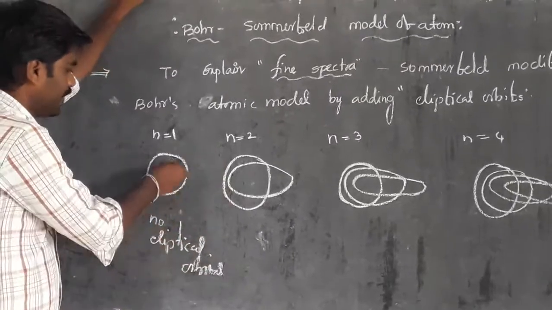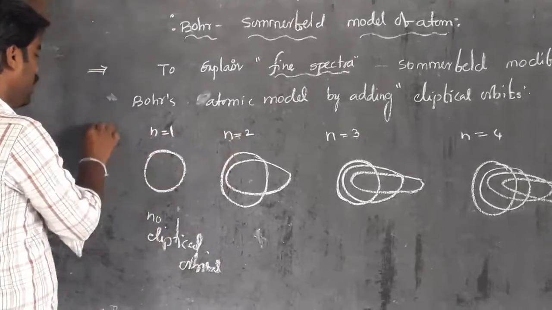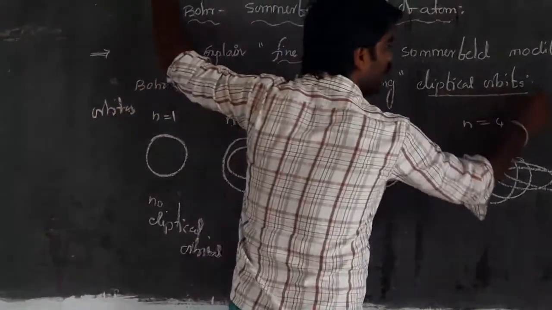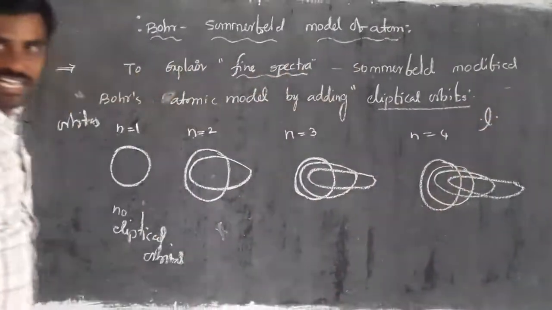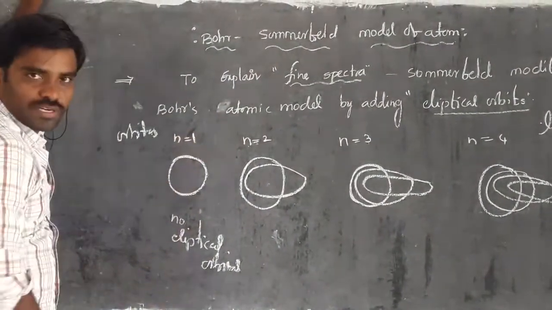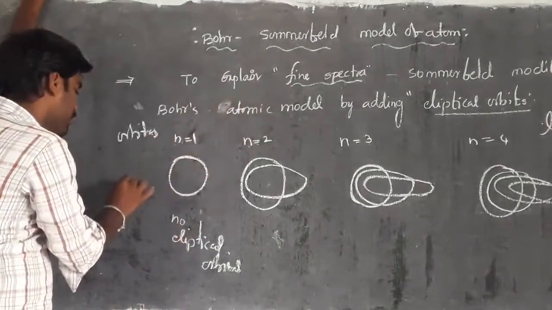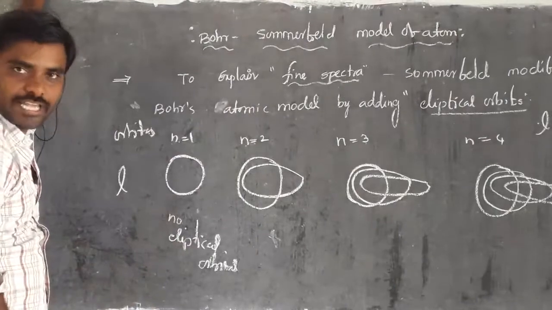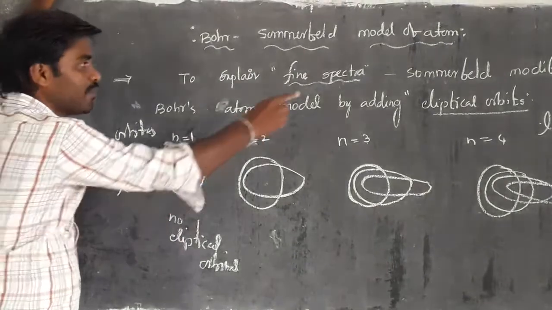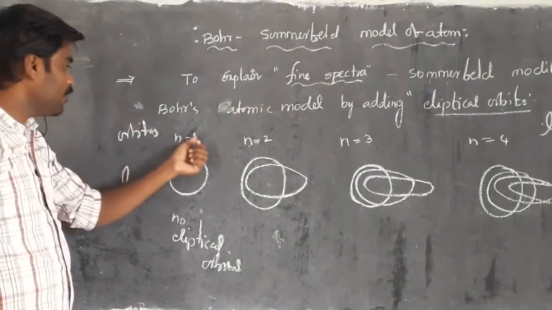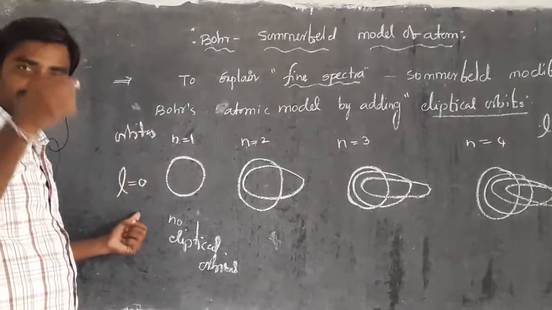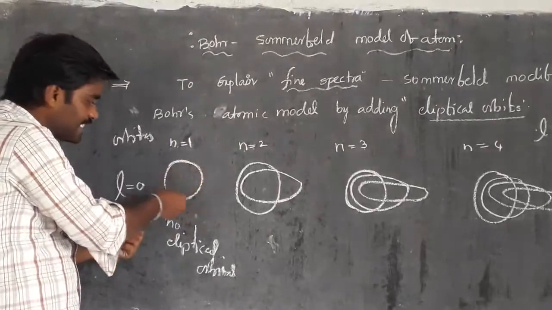Again, the n values indicate only the orbit values, right? So the elliptical orbit values are expressed with L. Here n is equal to 1. Then the elliptical orbital is expressed with L. But he started elliptical orbitals with 0. If the n value is 1, he took the L value as 0. When L is equal to 0, he decided the orbit is spherical.